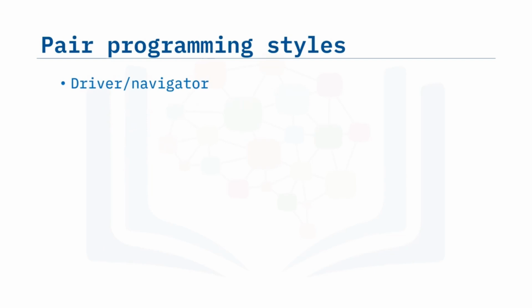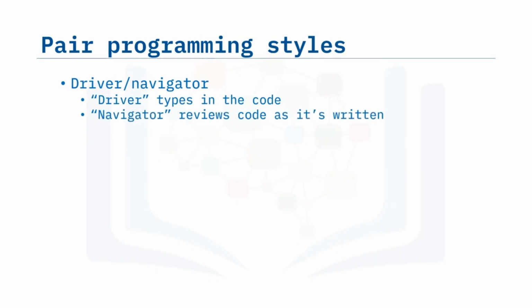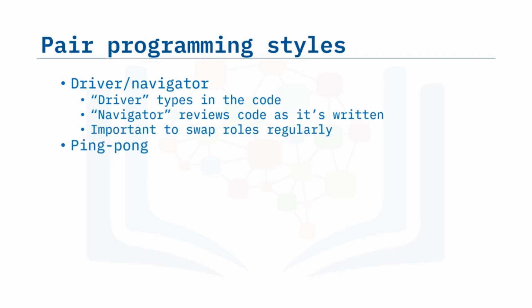Driver-navigator style is the most common style, where one developer is the driver typing in the code, and the other is the navigator reviewing the code as it's written and giving directions where to go next. The navigator also keeps an eye on the bigger picture of the overall solution. When working in this way, it's important to regularly swap roles to keep both of the pair engaged across the whole task.